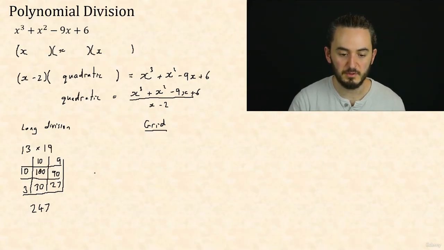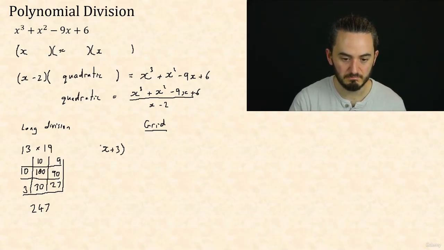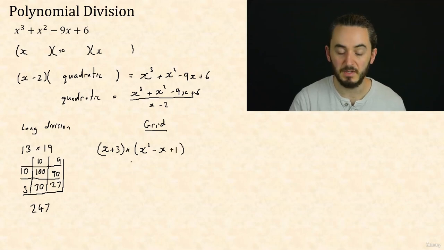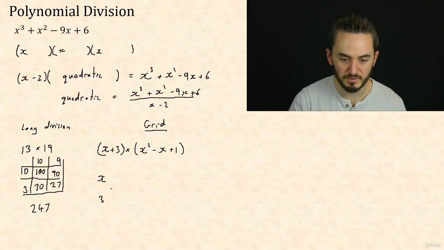Grid method is also used to multiply algebraic terms. So suppose I wanted to multiply x plus 3, and I wanted to multiply that by x squared minus x plus 1, something like that. It's actually great using the grid method here, and it's a really good way of ensuring you don't make mistakes, particularly when you're multiplying out really big, like quadratics by a linear term, that sort of thing.